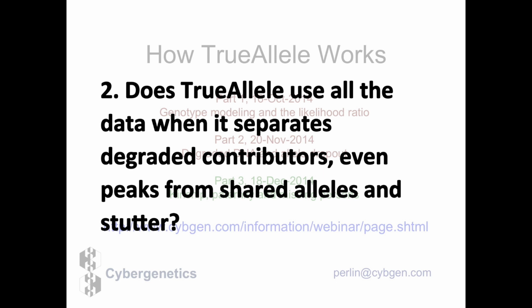It wouldn't be able to use shared alleles if it were told, because it's not told what those alleles would be. So if you try to tell it that here are all the different genotypes and how do they account for shared alleles, that's not how TrueAllele thinks. If it's accounting for shared alleles, it's because it's trying out different allele pair possibilities that happen to add up and be at the same location and stack on each other. So it does use all the data in separating degraded contributors.